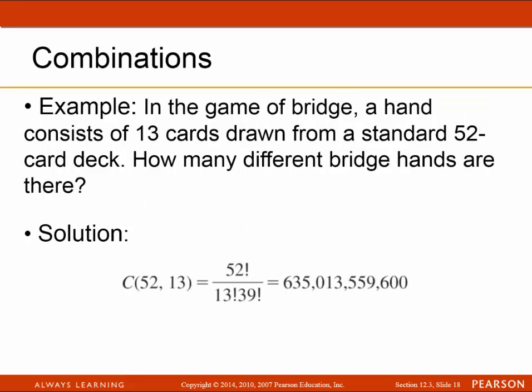Here's another example. In the game of bridge, a hand consists of 13 cards drawn from a standard 52 card deck. So how many different bridge hands are there? So this is a combination problem. So the combination of 52 objects taken 13 at a time is equal to 52 factorial divided by 13 factorial times 39 factorial, which gives us a pretty large number.